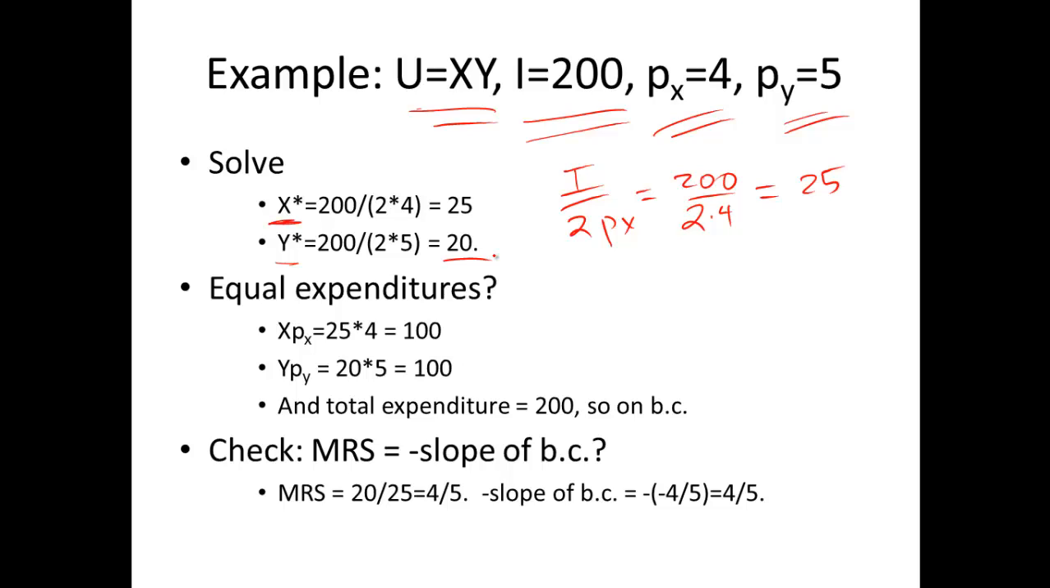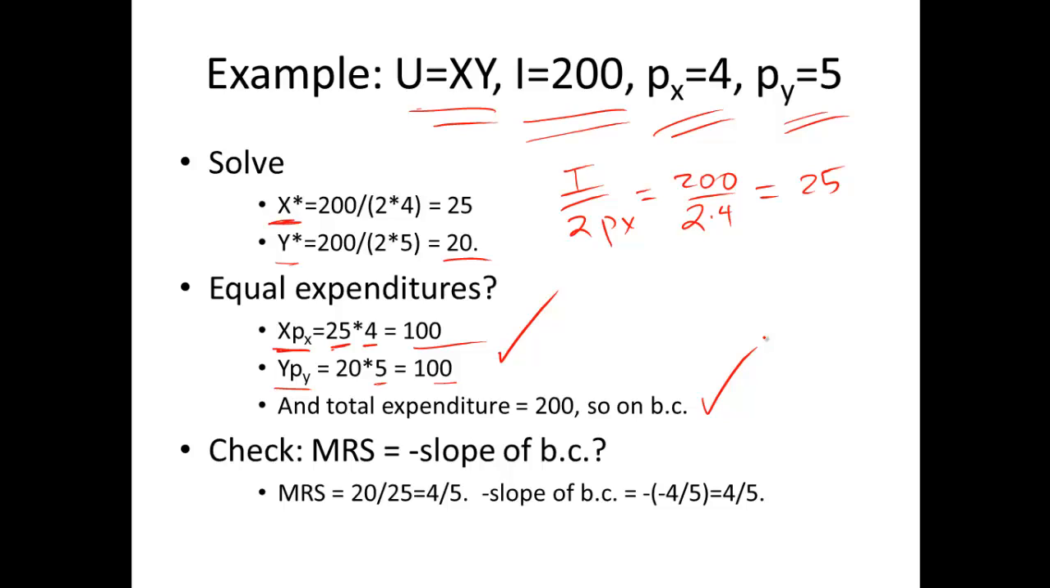What are some things that ought to be true if it were a correct answer? Well, with this utility function, we should have equal expenditures on the two goods. Expenditure on x is the quantity of x chosen times the price, so it's 25 times 4 equals 100. Expenditure on y is the quantity of y chosen, 20, times the price, which is 5, and that equals 100, so check. And the total expenditure is 200. If you sum up the expenditures on those two, you end up with the amount of income, so we're on the budget constraint, and so bingo, this seems like a correct answer.